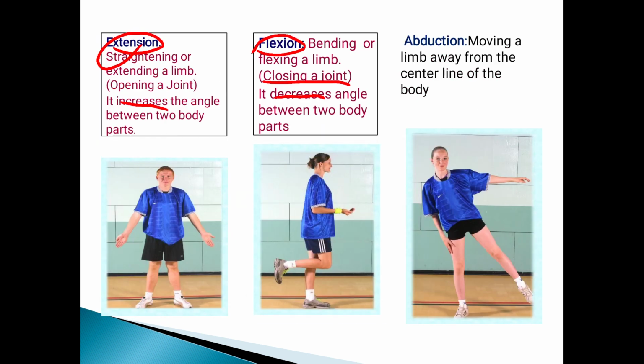Next is abduction. So moving a limb away from the center line of the body. If you are hanging your hand without doing anything, it is in rest position. And if you just move your hand towards your head, that is you are lifting your hand towards your head, that will be abduction, that is moving a limb away from the center line of the body.